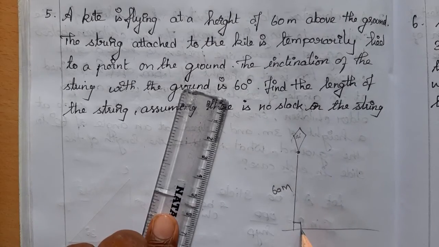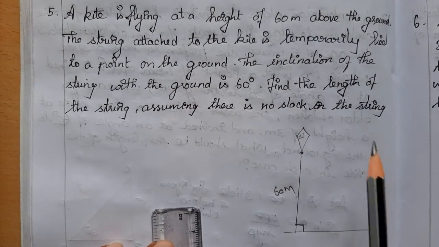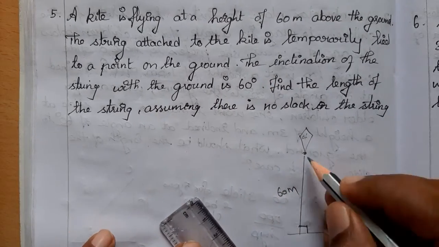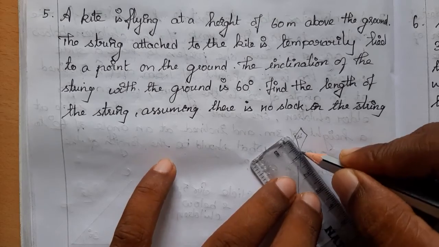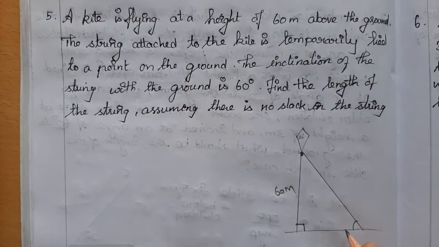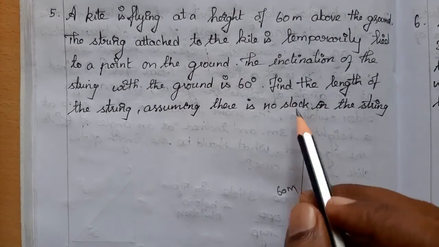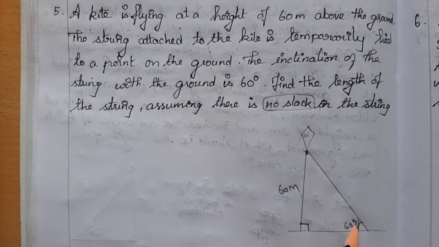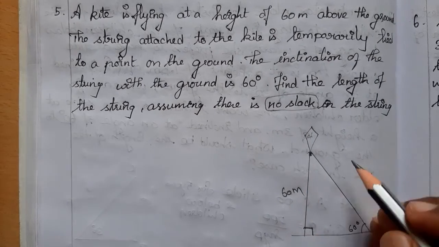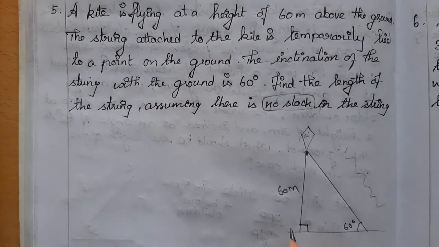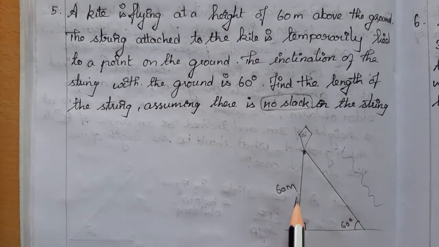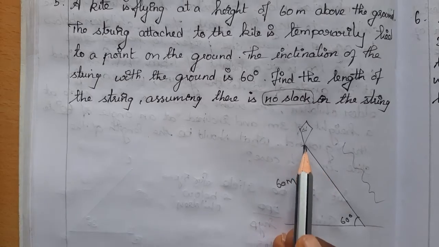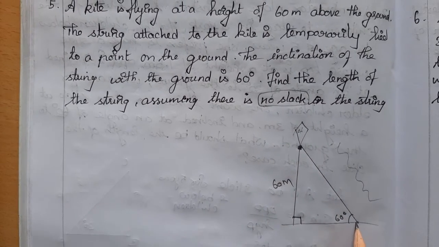Let this be the ground. So to the ground it will make a 90 degree, right? And the inclination of the string is 60 degree. So the string will be like a cross, right? So this forms a 60 degree, and we assume there is no slack. If there is a slack, we will not get it straight. It will be like a string like this. So it is given that there is no slack, so it forms a right triangle. So now we have to find the length of the string. So we have to find the distance between this point and this point.